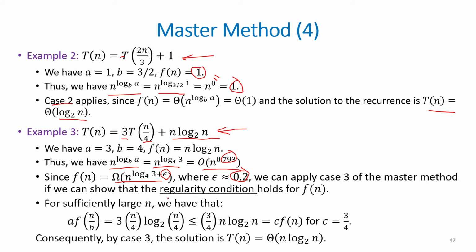The second part is to show that the regularity condition also holds. So what is the regularity condition? This is the regularity condition. It says that for sufficiently large values of n, there should exist some c value that is less than 1 such that this condition would hold. Now, by plugging the values for a and b over here, we can see that the c that we can obtain would be 3/4, which would satisfy this condition. So we rely on case 3, and we say that case 3 is satisfied and the solution is thus theta of n log n.